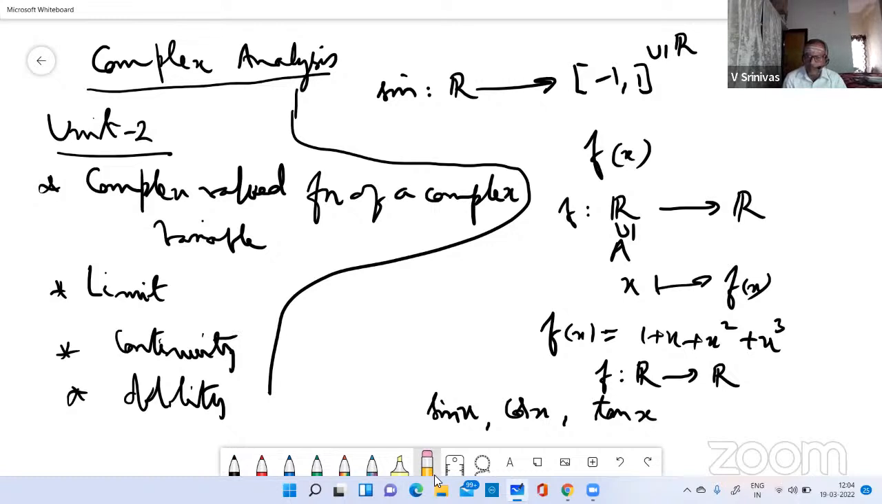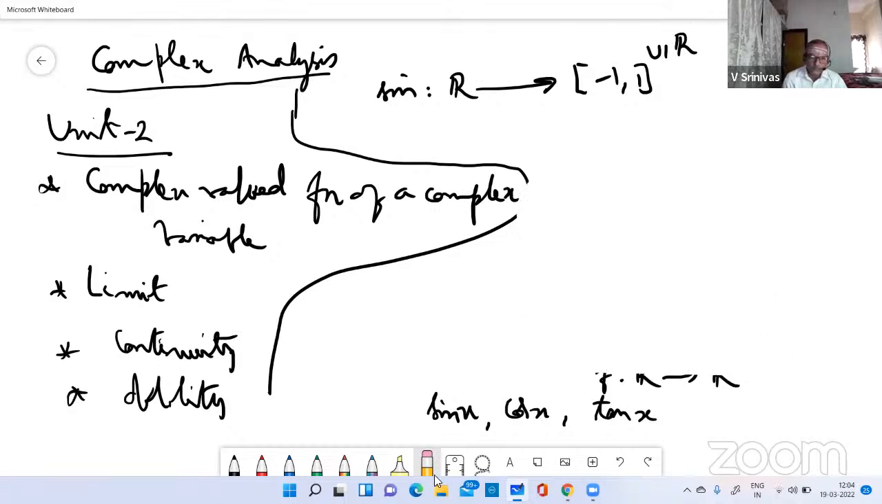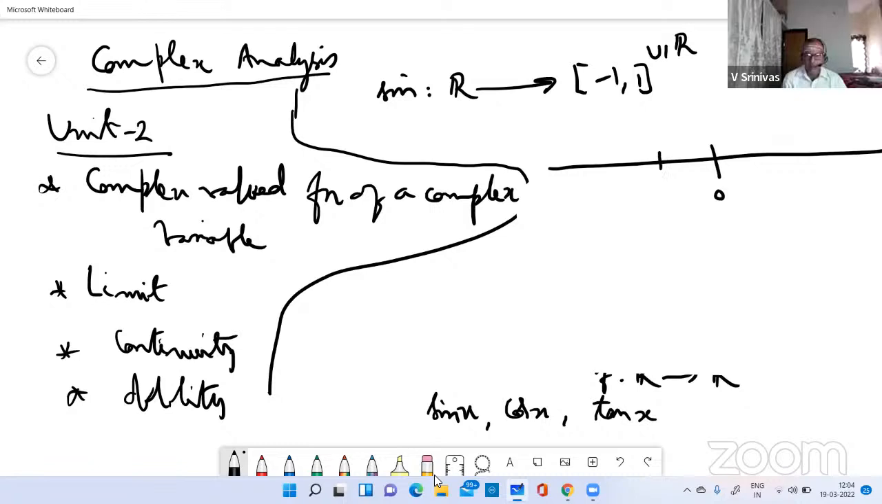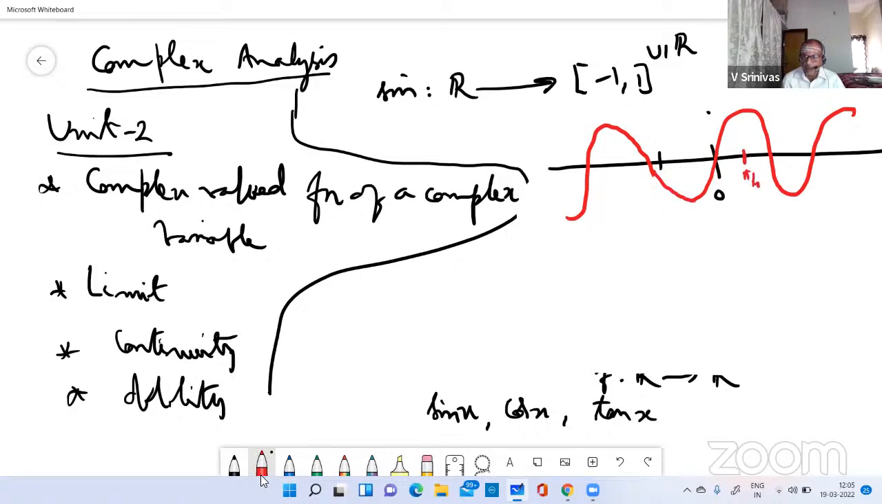Let me draw a graph of the sine function. This is the real line, this is 0. Sine 0 is 0, so the graph is something like this. This is minus pi, this is pi by 2. Sine pi by 2 is 1, sine pi is 0, sine 3 pi by 2 is -1, sine 2 pi is 0. This is minus pi by 2, minus pi, minus 3 pi by 2, and so on. This is the sine function. Sine function is periodic. My graph is not up to scale; I drew it roughly.